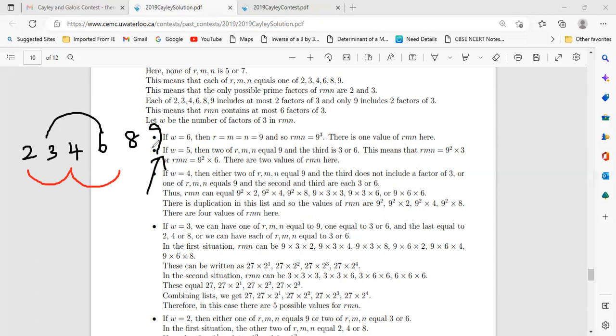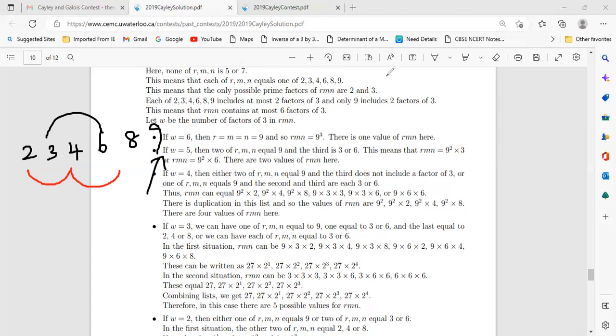So for the first situation, if 1 is equal to 9 and the other 2 is equal to 3 or 6 and the last one is 2, 4, 8, then our RMN can be 9 times 3 times 2, 9 times 3 times 4, 9 times 3 times 8, and then 9 times 6 times 2, 9 times 6 times 4, and 9 times 6 times 8. Yes. So altogether that's 6.